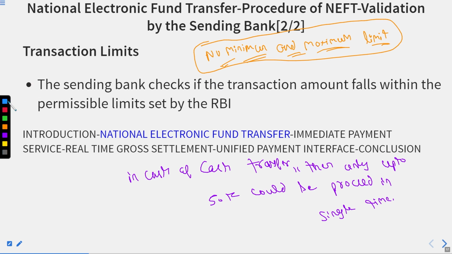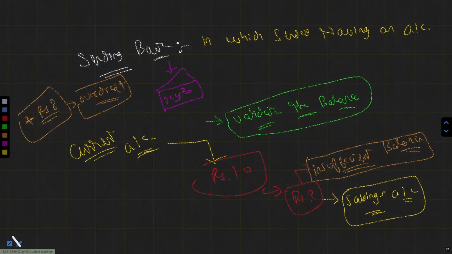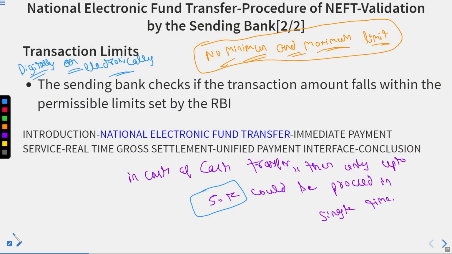All right, so remember this. When you are doing the transaction digitally or electronically, you are not required to mention any minimum and maximum limit. But when you are converting your cash and then transferring the money, then only rupees 50,000 could be proceeded in one single time. Okay, so that's how the sender's bank validates the process.